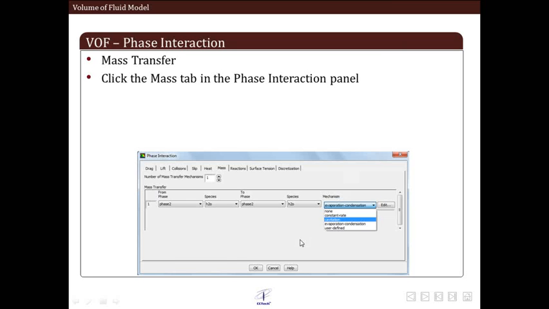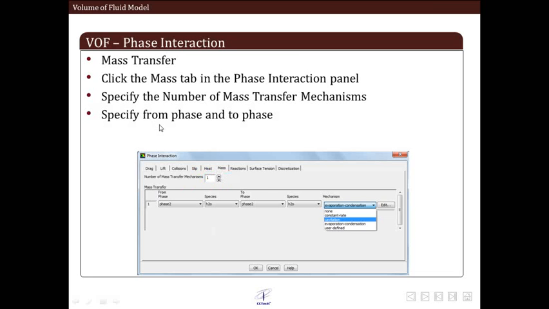In order to set up the mass transfer or mass exchange between phases, we need to specify all these user inputs. First, we specify the number of mass transfer mechanisms, that is here. How many mechanisms of mass transfer or how many mass transfer reactions are going to be present, we define that number here. After this, we specify from which phase mass is going to be transferred and to which phase it is going to go. We define all that from phase and to phase here. That is, from phase is the phase from which mass is transferred out, to phase is the phase to which mass is transferred in.